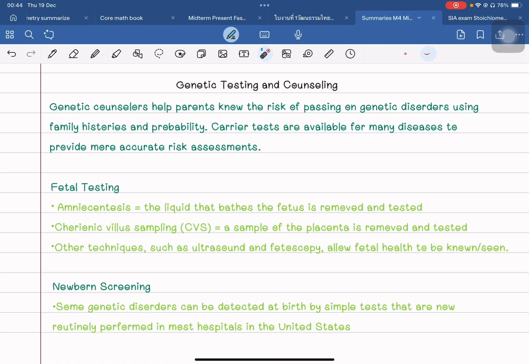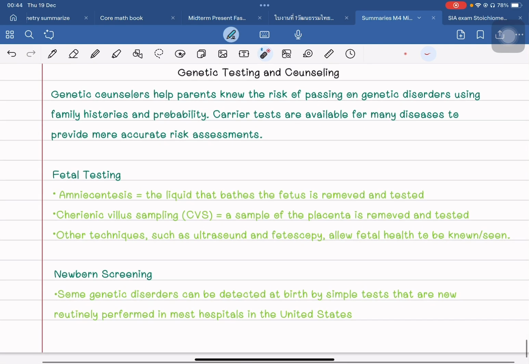Another one is chorionic villus sampling, or CVS. A sample of the placenta is removed and tested. And there are also other techniques such as ultrasound and fetoscopy that allow fetal health to be seen.